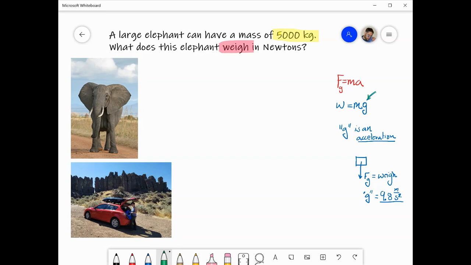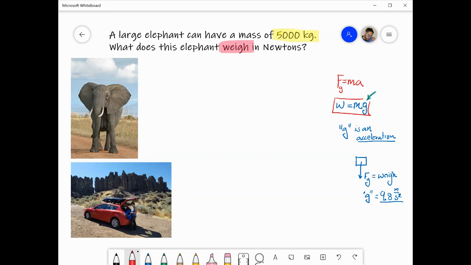Meaning that it's the same for all objects. So this 9.8 meters per second squared often gets left out of problems because it is something that is true for all objects. So if you see fewer things here than you need, there might be an actual known quantity that you need to go back and take a look at. So in this case, here's our large elephant, and we're asking its weight. So the equation that I'm going to look at is this one right here. This is my weight is equal to mass times the acceleration due to gravity.